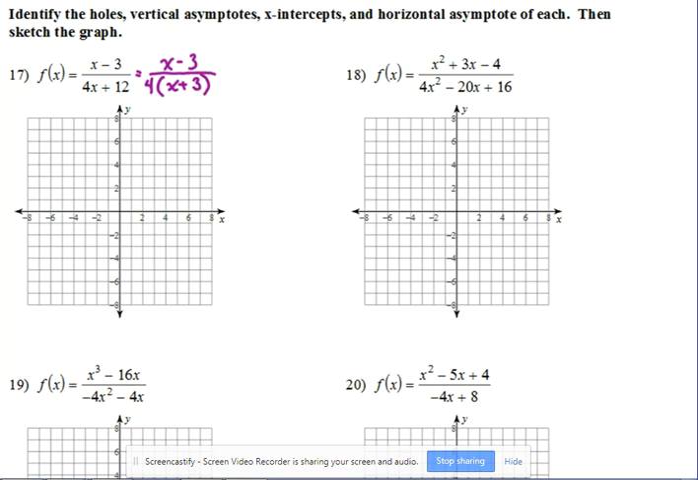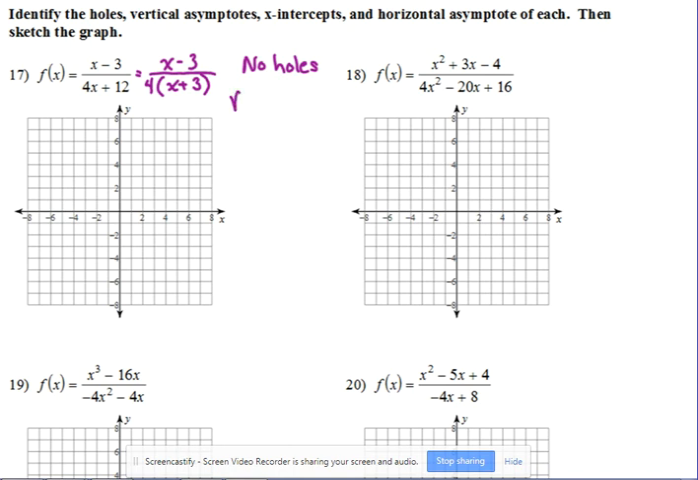Now, sometimes these will simplify, sometimes they will not. They do not have to simplify, so be very, very careful with your signs. Don't mess them up, or you'll end up canceling something that you're not supposed to cancel. So nothing cancels here, so there are no holes.